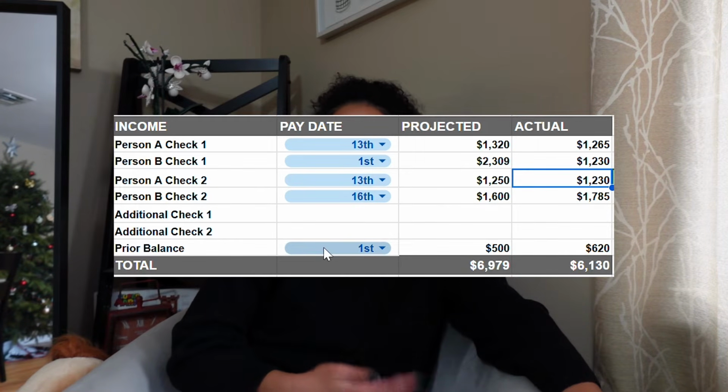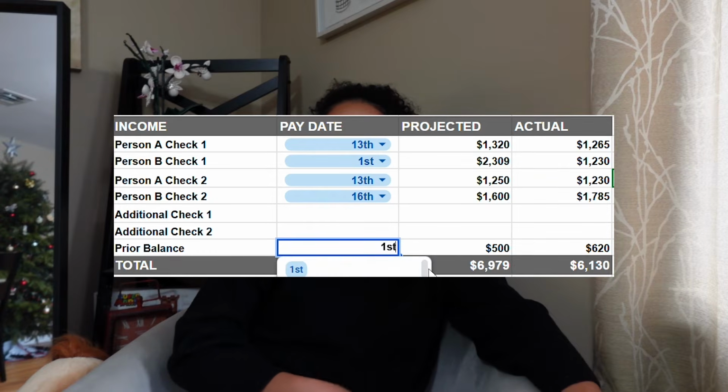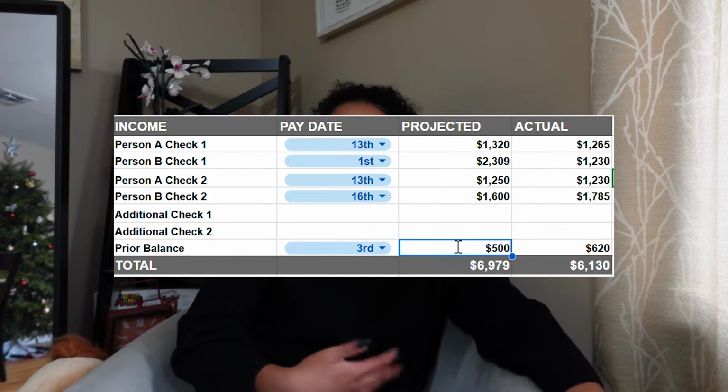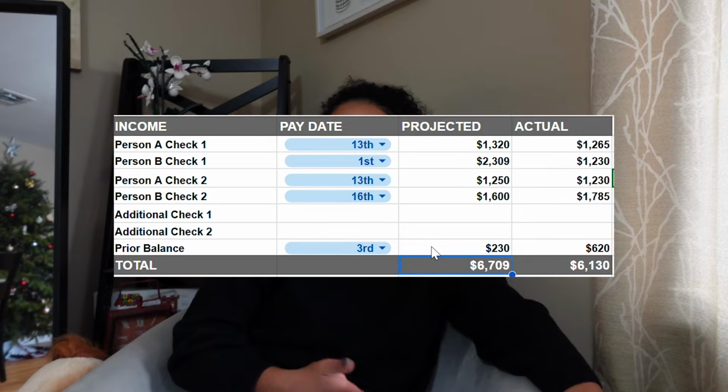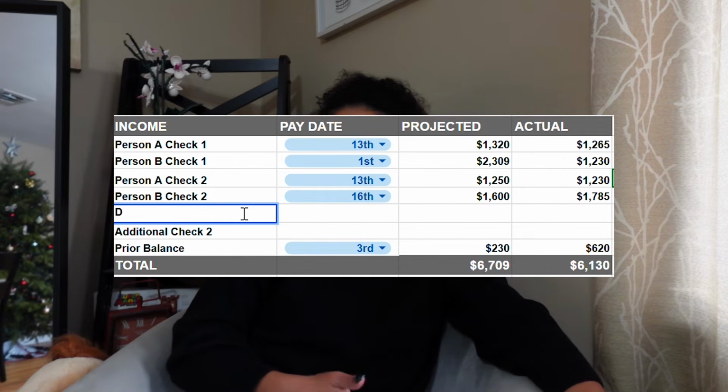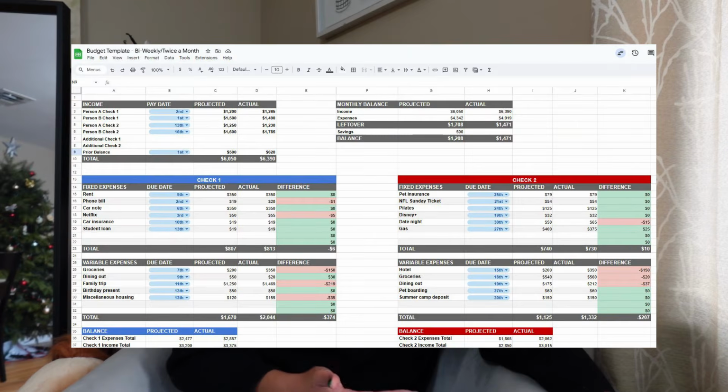And then the prior balance line, make sure here you include whatever money you have coming into that month. So whatever is in your checking account. So if you already had $500 in your checking account, that's your prior balance because you need to include that in your budget.